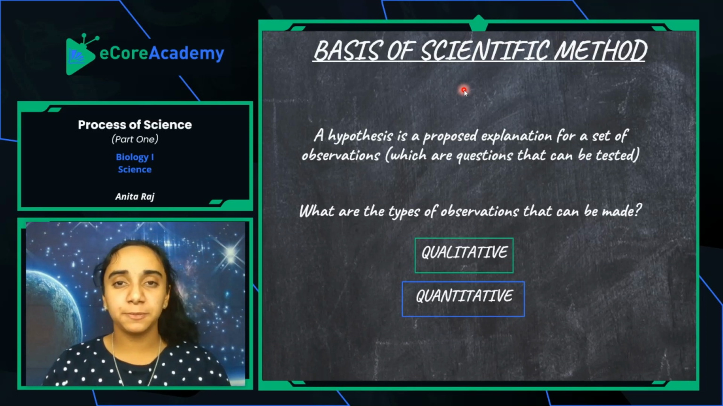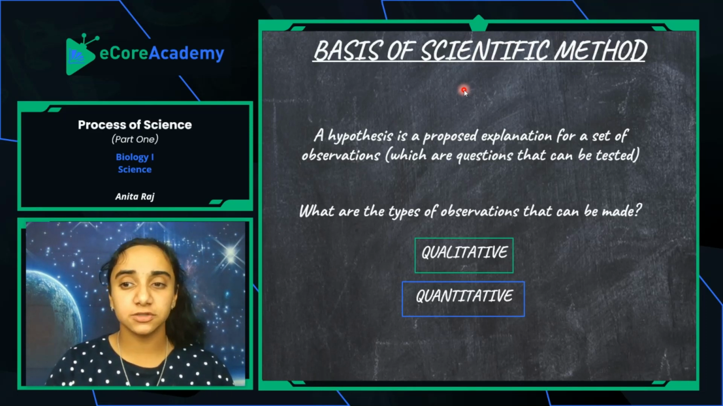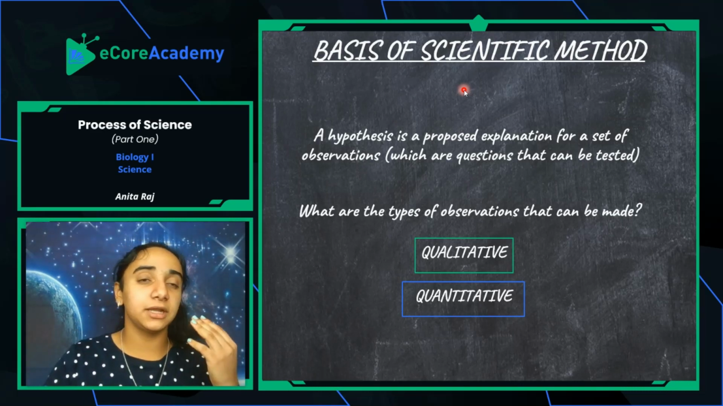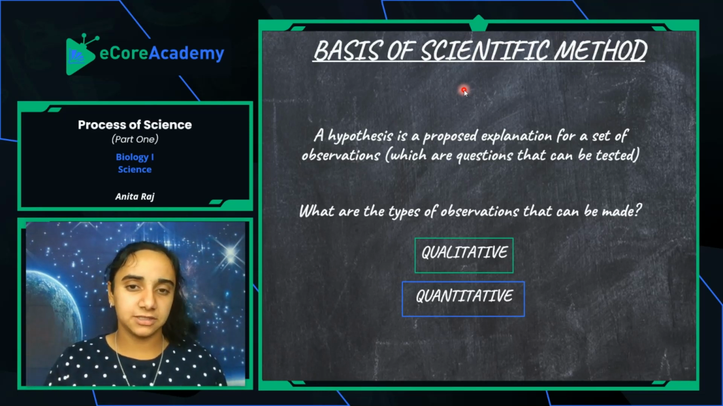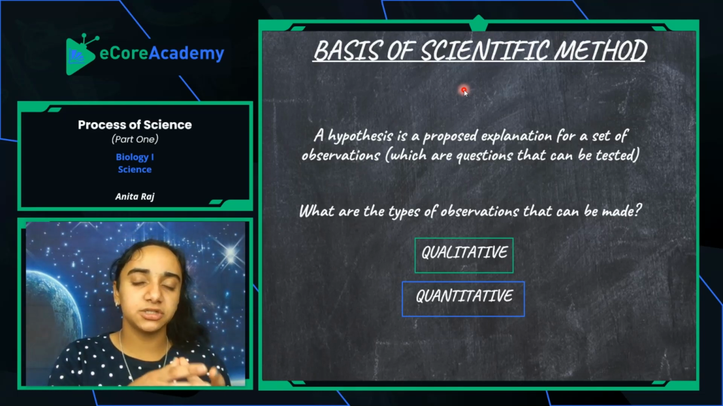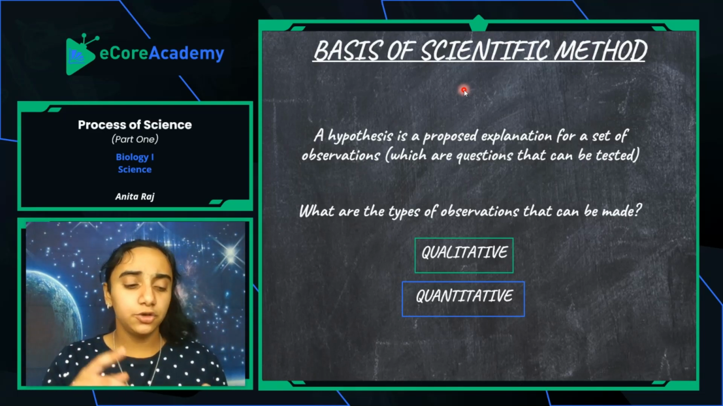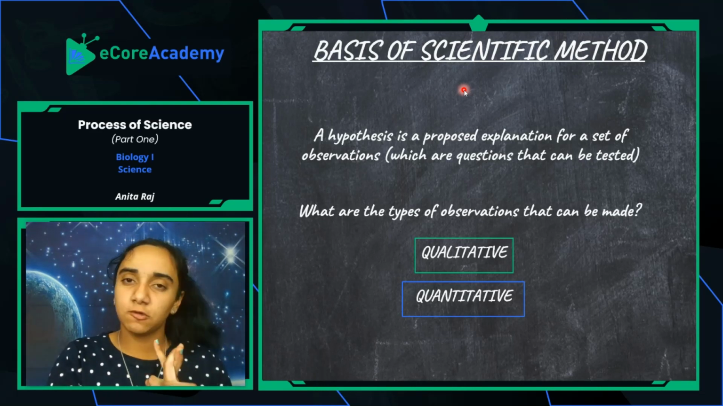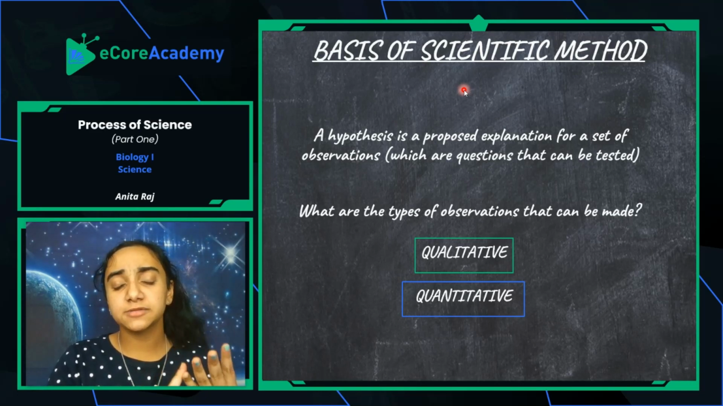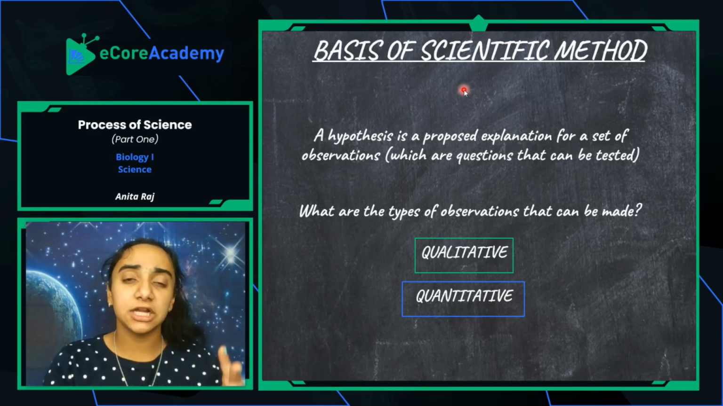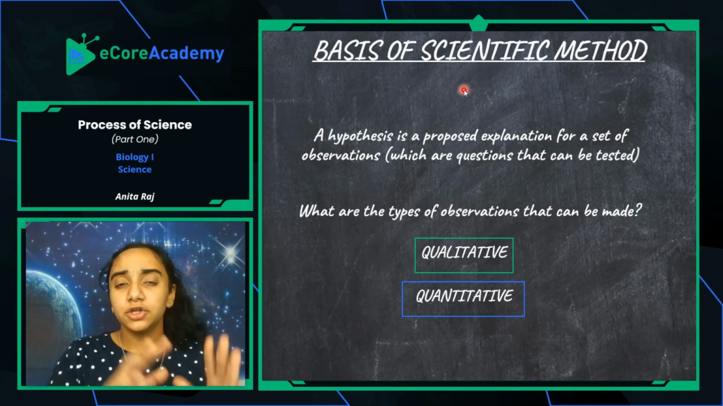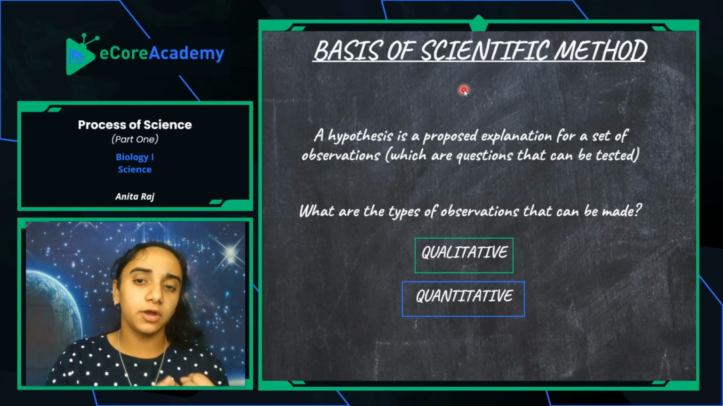A hypothesis is a proposed explanation for a set of observations, which are questions that can be tested. A hypothesis can be formed as a question. It can be an if-then statement. You have a lot of flexibility with that. It is pretty much you looking at a situation like the mice situation I was telling you about, making observations about it, asking yourself questions about it, doing some background research on it, and then finally coming up with an explanation of why this natural phenomena is occurring, based off of what you've just seen. You haven't done the experiment yet, you're just basing it off of your background research and what you've seen so far.